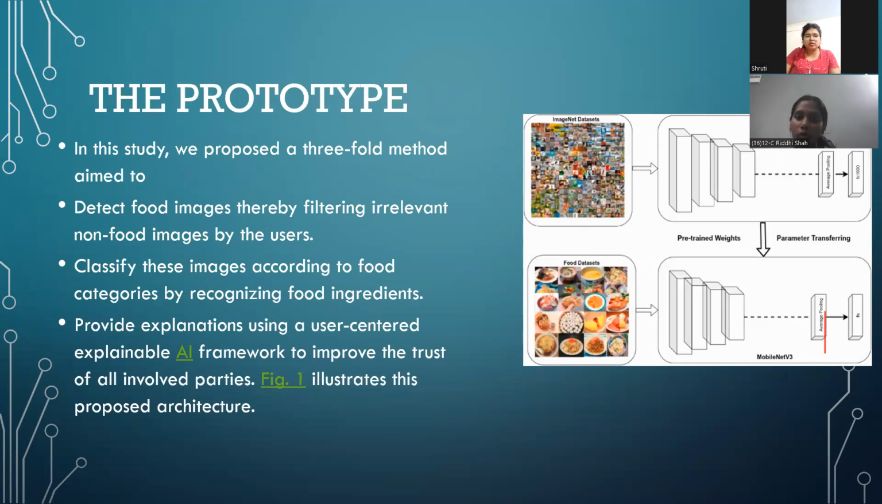So next is the prototype. Basically in this, we have a threefold method which aims to detect the food images, thereby filtering the irrelevant non-food images by the users. It will also classify these images according to the food categories by recognizing the food ingredients. It also provides explanations using a user-centered explainable AI framework to improve the trust of all the involved parties, which is also illustrated in the given diagram.